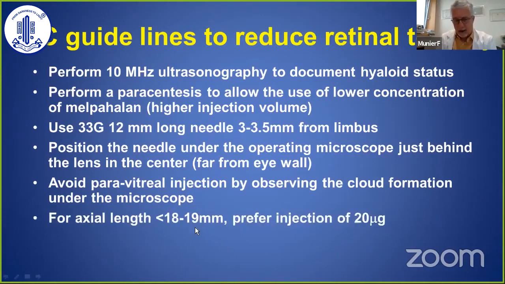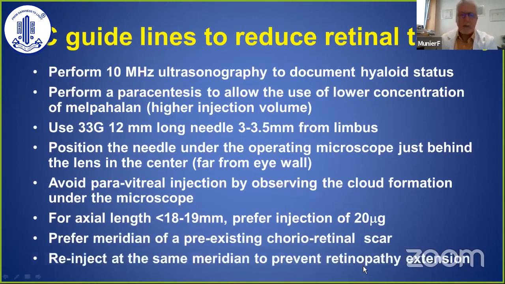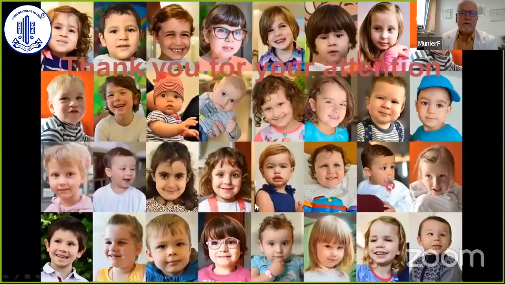For small eyes with axial lengths of 19 millimeter, prefer 20 over 30 microgram of melphalan. Prefer also a meridian with a pre-existing chorioretinal scar. And importantly, re-inject at the same meridian to prevent retinopathy extension. So you have more details in this publication that we just made in this journal, and I thank you for your attention.